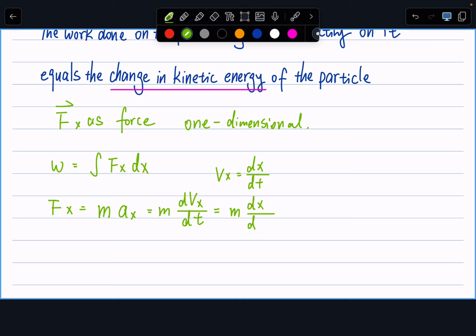m dVx over dx, and then dx over dt. Right, we're just adding a dx in here that will get canceled out in this derivative. But since we have the relationship of Vx equals dx over dt, we can rewrite this as mVx dVx over dx. Right, so that's our force.